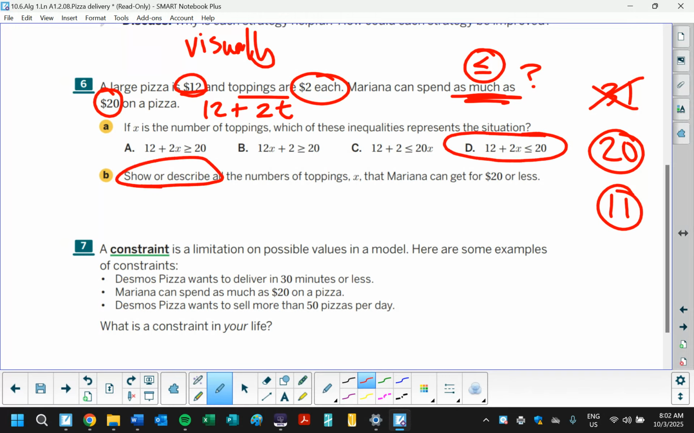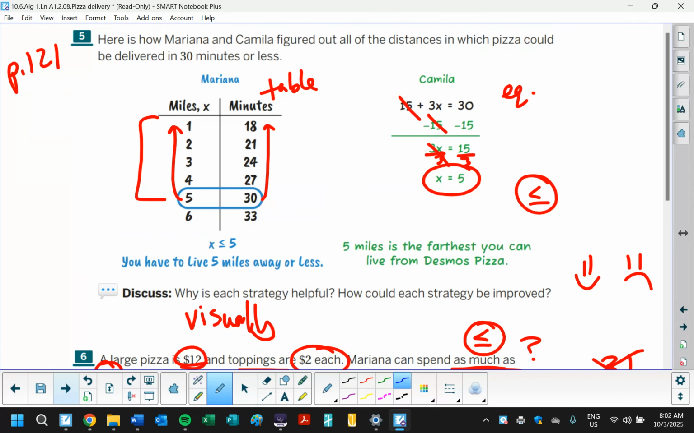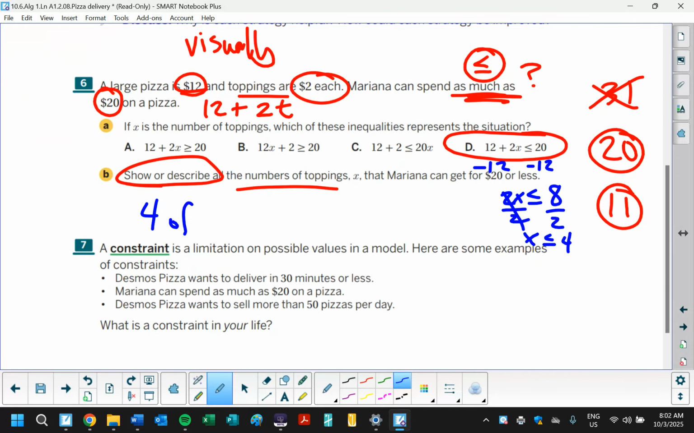Show or describe all the numbers x that make this true. Let's go ahead off to the side. Let's take away 12 from both sides. You can make a table if you wish. I'm going to go ahead and continue on with this. Split it into $2 increments, and lo and behold, we can have 4 or fewer. Let's try that again. Uh-oh. Just went back on my page. 4 or fewer toppings.